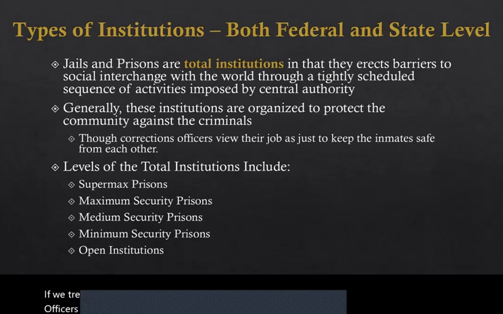Now, I shouldn't say that if an officer is getting hurt, the other officer shouldn't respond. Absolutely not. But just with the view of what is my job when I walk in there that day, right? Again, this will differ depending on which correctional officers you ask, based upon their training and experience. That being said, we have the levels of total institutions, from the most total institution, most severe, to the least severe: super maximum security prisons, maximum security prisons, medium security prisons, minimum security prisons, and what was called open institutions.